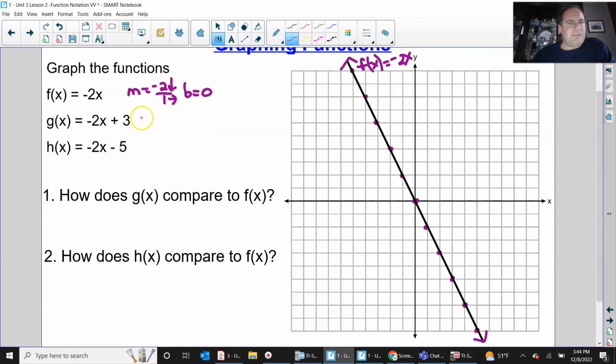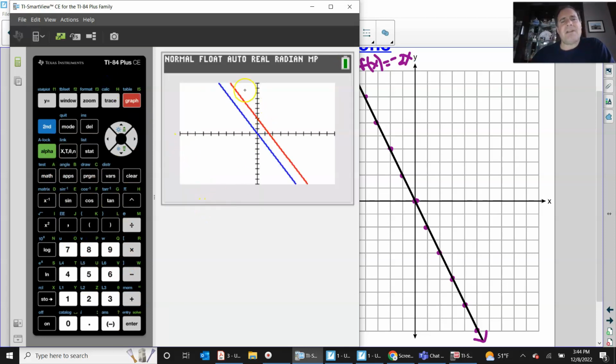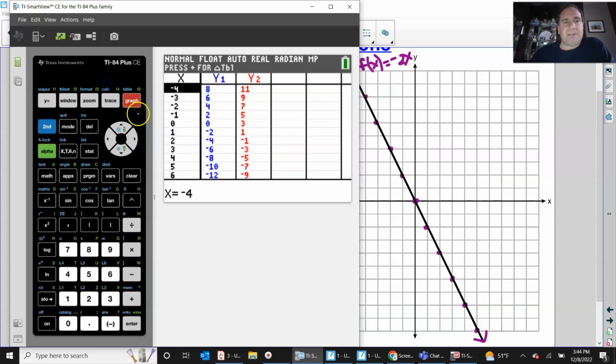And instead of doing this by hand, I am just going to go ahead and do this by calculator. This is a slope. This is a little bit by hand here. And then the y-intercept is 3. So you know that the g of x has the same slope as the f of x. So these are going to be parallel lines. So it's negative 2x plus 3. We're going to put this into the calculator, negative 2x plus 3, and press graph. And yes, you see that red line? That red line is parallel to that blue line.